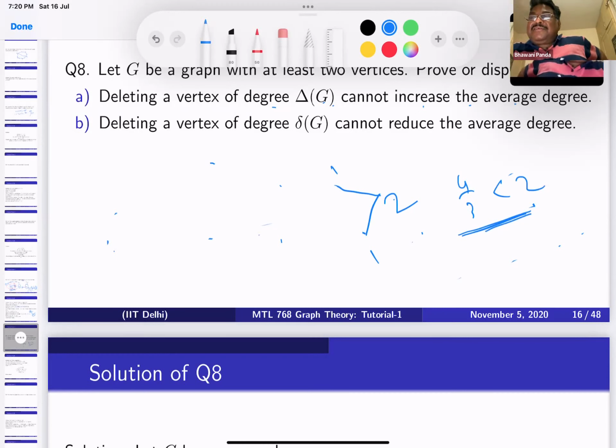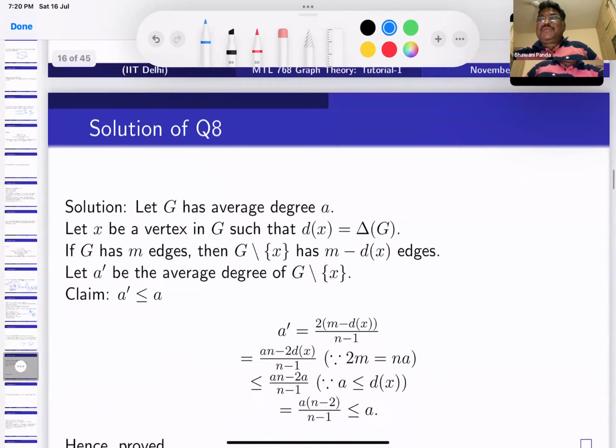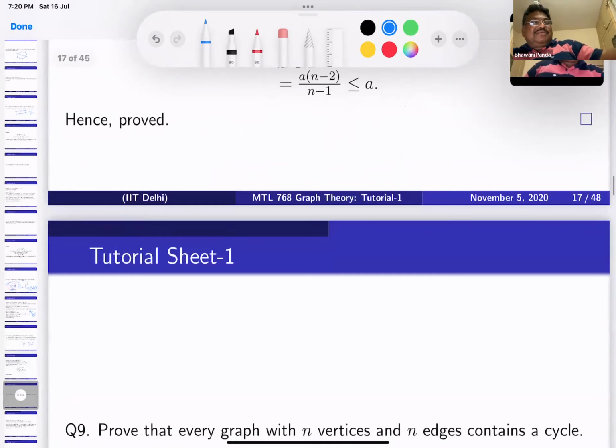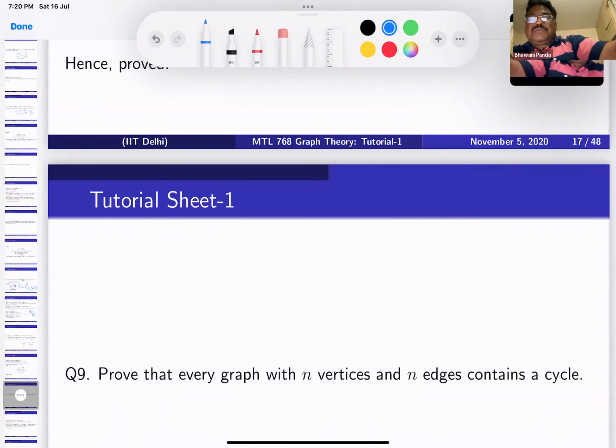Is this clear? Yes, sir. Okay. So sometimes this intuition may not give you the correct statement. You have to provide the logic, right? Prove that every graph with n vertices and n edges contains a cycle.